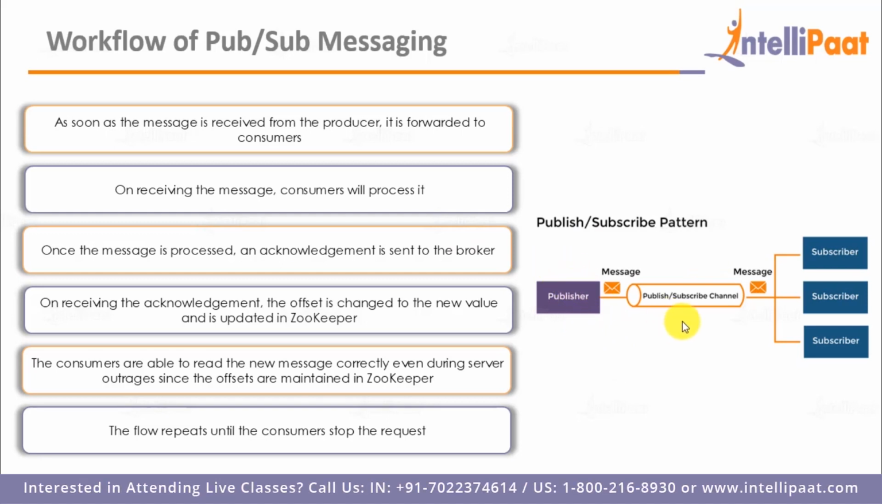And there are, let's say, 100 messages in total, and the server breaks down when it has sent around 57 messages. Now, there is no need to worry at all, because the offset number would be stored in the zookeeper and the offset value of 57 would be there. Once the server goes back up, the consumer can start consuming messages from offset number 58 with the help of zookeeper. And this flow repeats until the consumer stops the request. So this is the entire workflow of the messaging system.